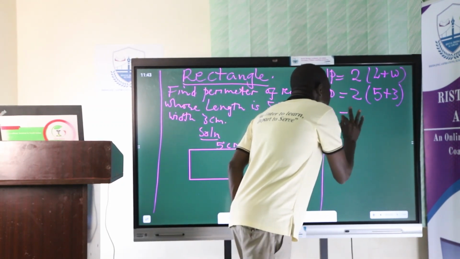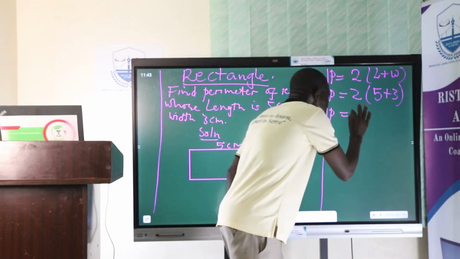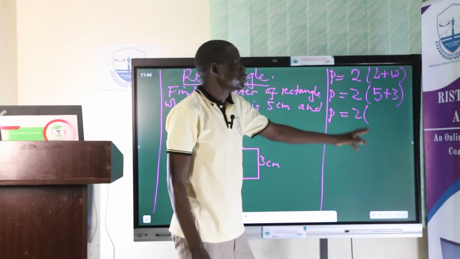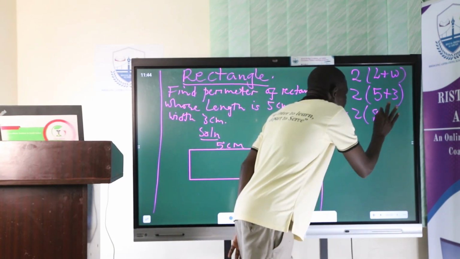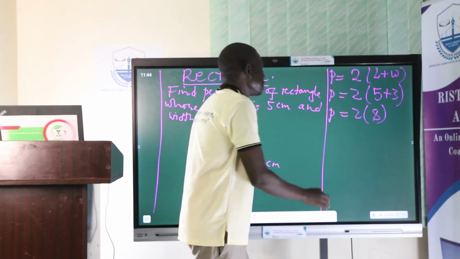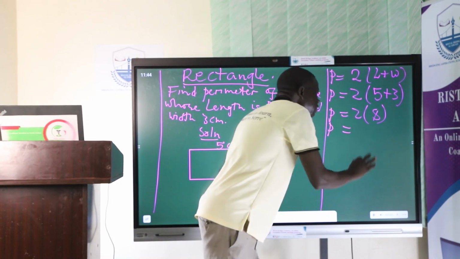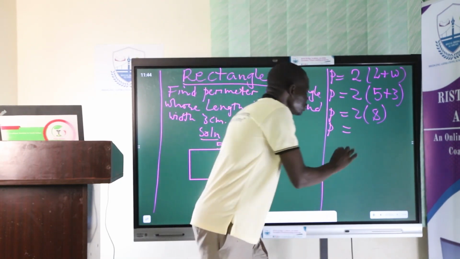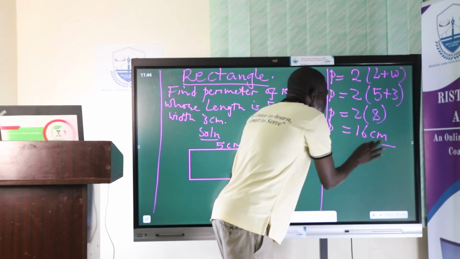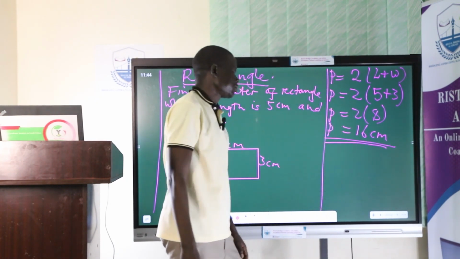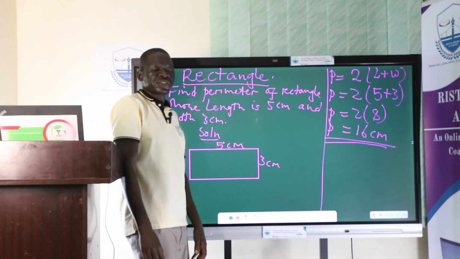So our perimeter is now equal to 2 into 5 plus 3, we get 8. And the perimeter will now give us 2 times 8, we get 16. The units will be in centimeters.